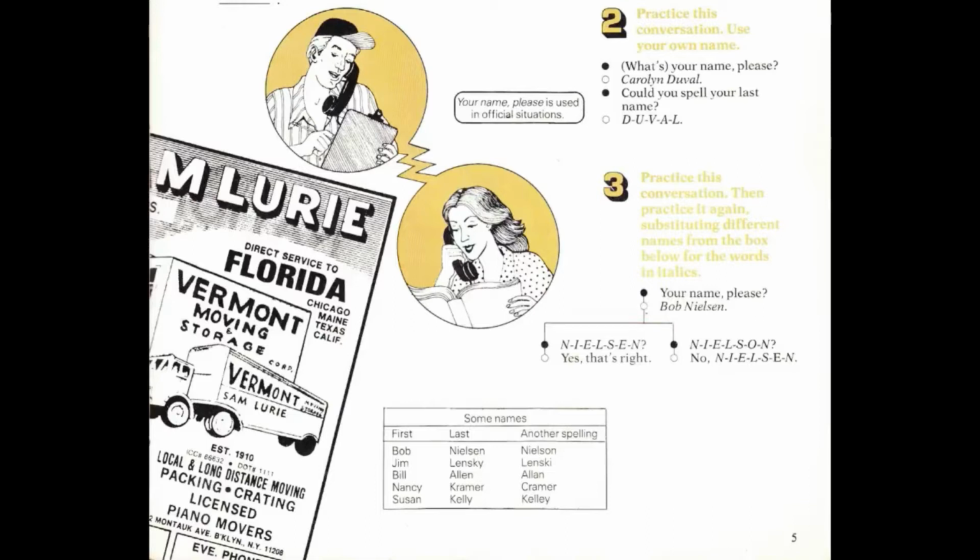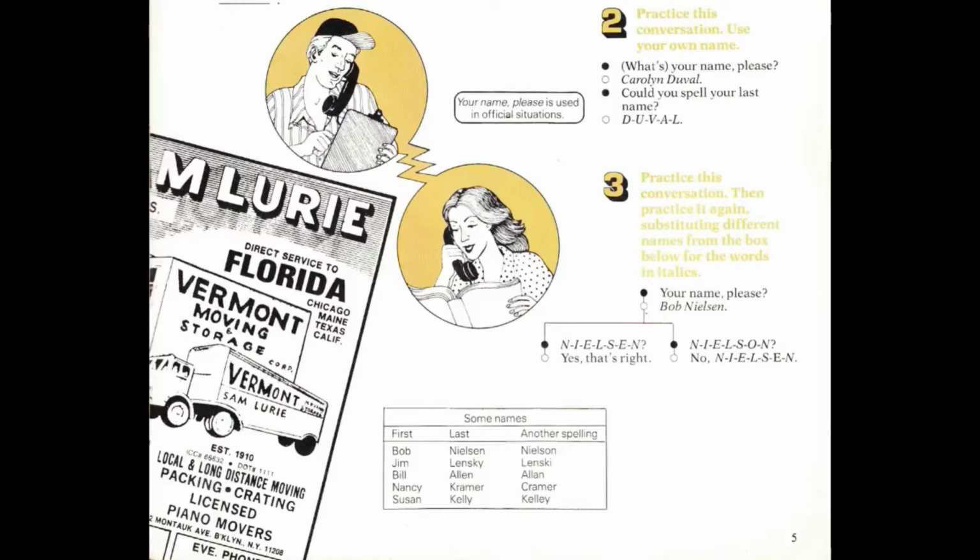What's your name, please? John MacArthur, for example. Could you spell your last name? M-C-A-R-T-H-U-R. In this way, we put new names. We use alternatives. So when you talk to someone like this, you could use your own name in the same way.